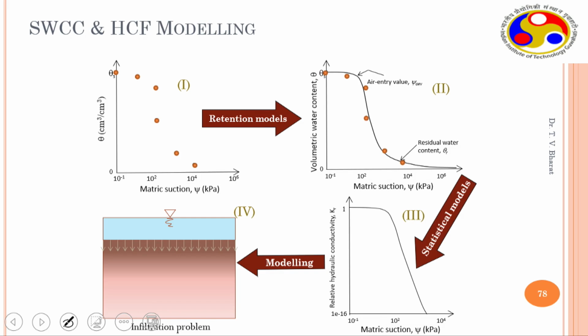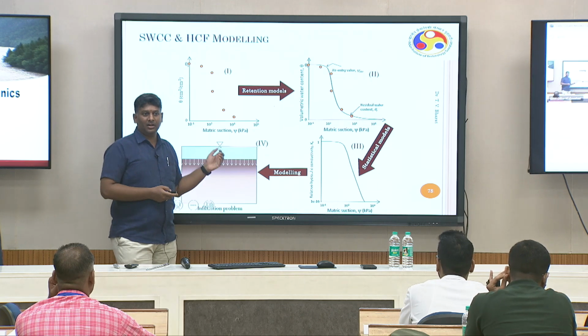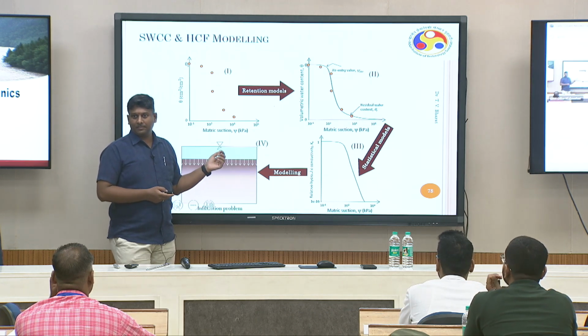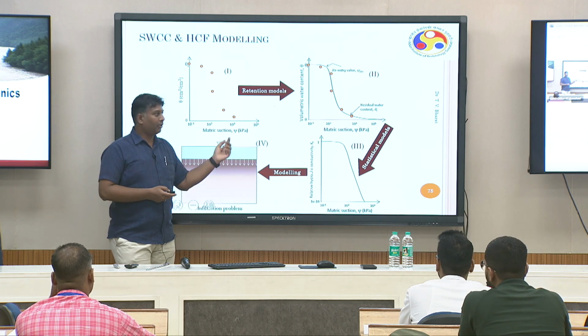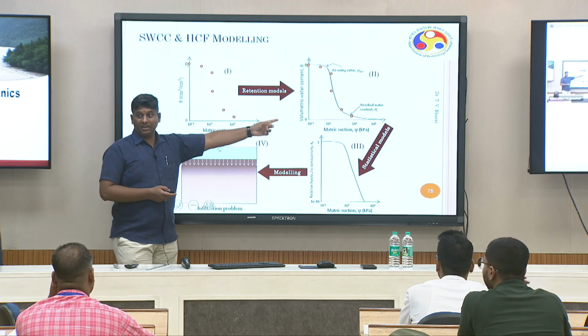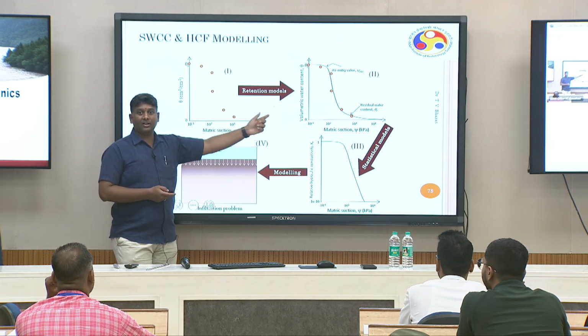So this is what we are doing. You have SWCC using retention models, water retention models, I mean to say SWCC models. We get a functional form. From there, using statistical models, we predict the hydraulic conductivity function. We use it in the modeling of infiltration or evaporation or whatever it is. Right? For evaporation, we might require drying data. We may require wetting data for infiltration.